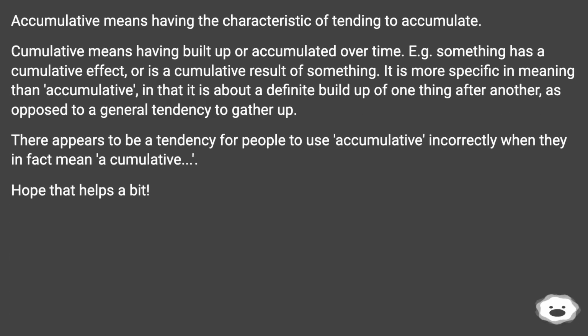Accumulative means having the characteristic of tending to accumulate. Cumulative means having built up or accumulated over time. For example, something has a cumulative effect, or is a cumulative result of something. It is more specific in meaning than accumulative, in that it is about a definite buildup of one thing after another, as opposed to a general tendency to gather up. There appears to be a tendency for people to use accumulative incorrectly when they in fact mean cumulative. Hope that helps a bit.